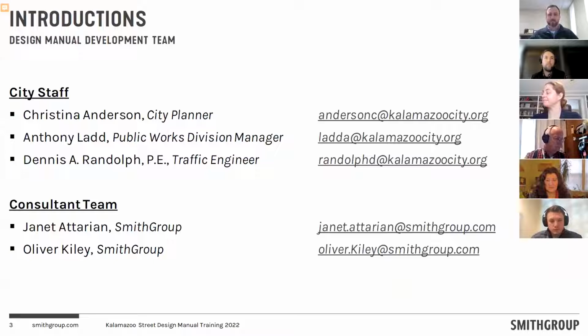We will begin with introductions. First up, reading from the top, would be Christina Anderson. Hi, I think everybody knows who I am. Christina Anderson, City Planner for Kalamazoo. And I'm Anthony Ladd in the Public Services Department. I'm Dennis Randolph, and I am the traffic engineer for the city. Hello, everyone. My name is Janet Atarian, and I'm a principal at Smith Group, and delighted to be here with you today. Great. Thanks, everyone.